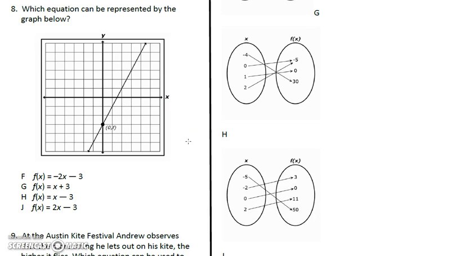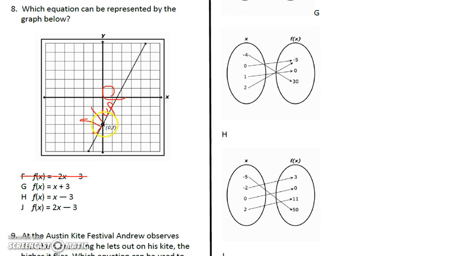Now, number 8. I'm looking at this equation can be represented. Now, I need to remember, first thing that I do, I write the word slope. And the reason why I do this is because I want to know if this guy is positive or negative. And I notice my word is going up, so my answer has to be positive. So you cancel letter F. That's not a possible answer.